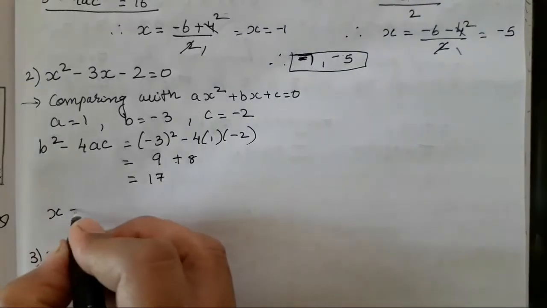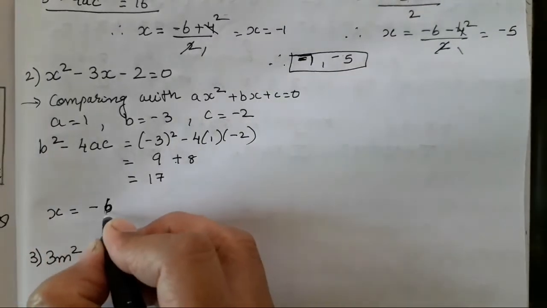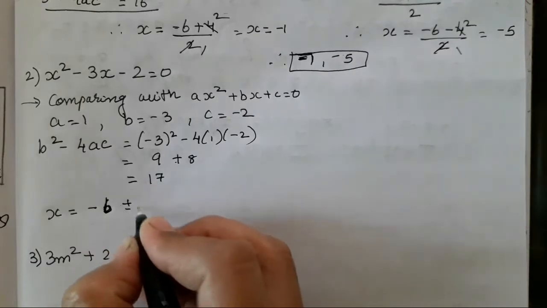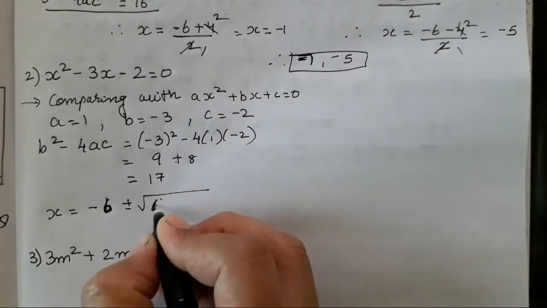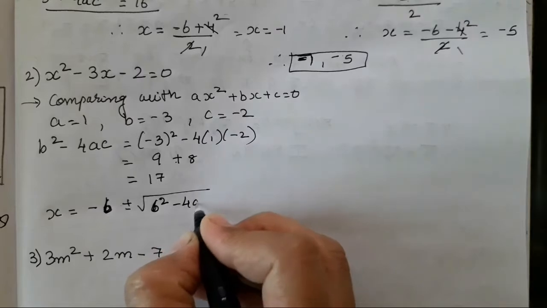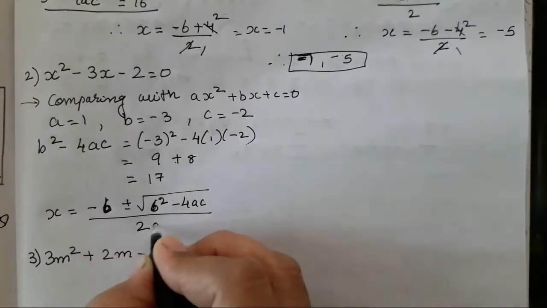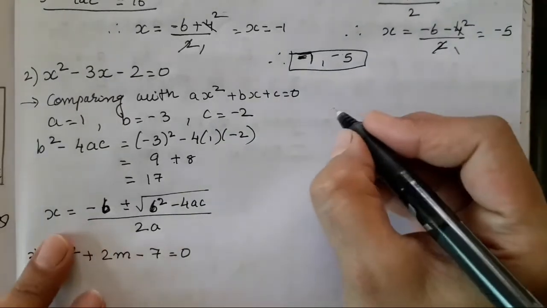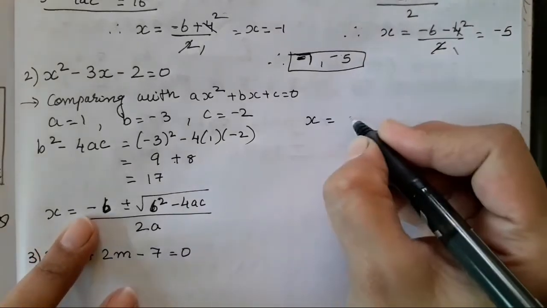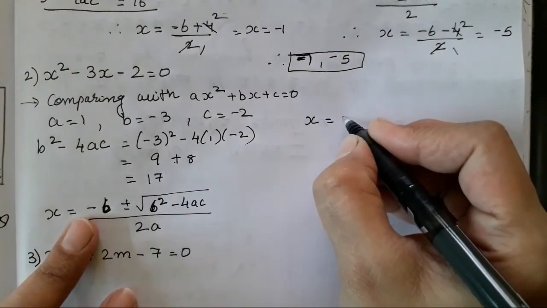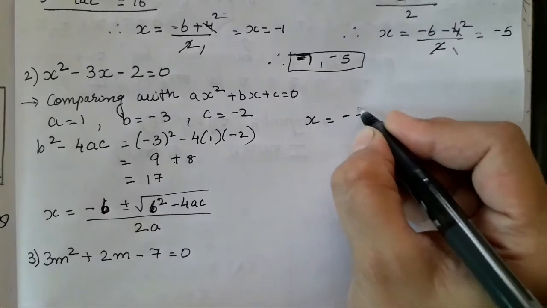Okay, now we have to use the formula: x is equal to minus b plus and minus the square root of b square minus 4ac, upon 2a. Now substitute its values. x is supposed to be minus b, which is how much? Minus 3.